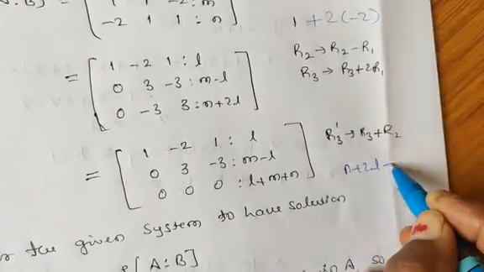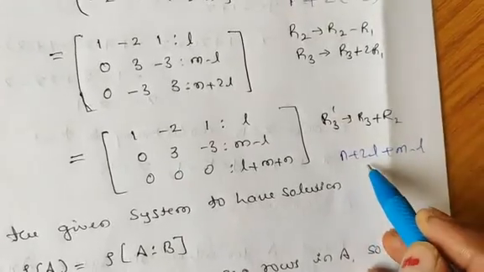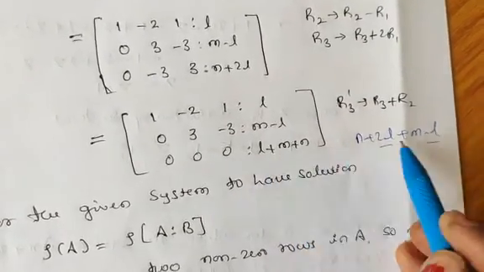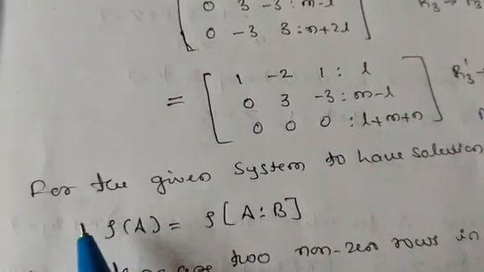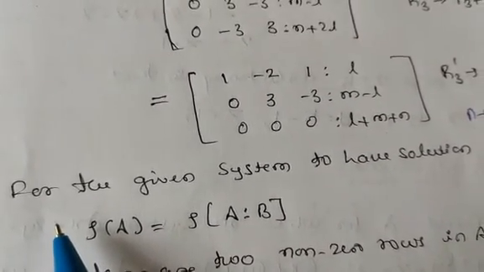N plus 2L plus M minus L. So 2L minus L is L. L plus M plus N we will get here. So what is given here? What is given? Show that the system has the solution.